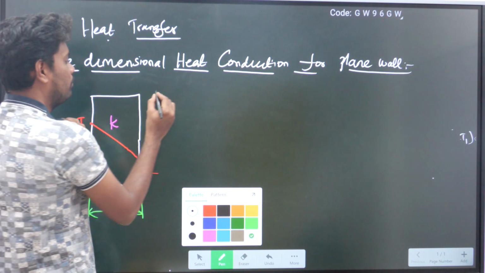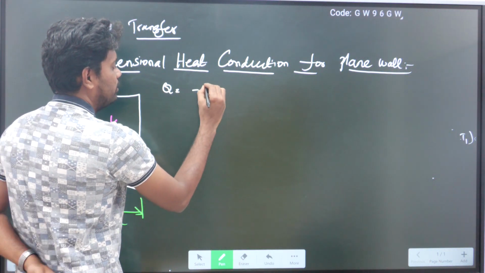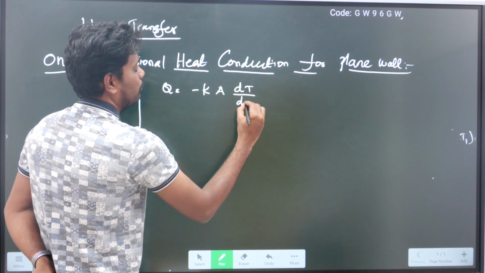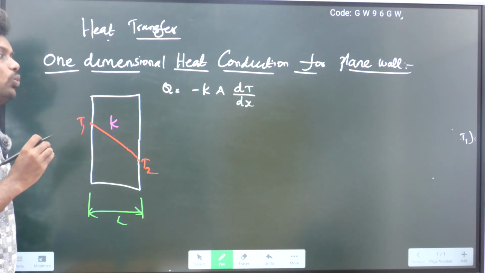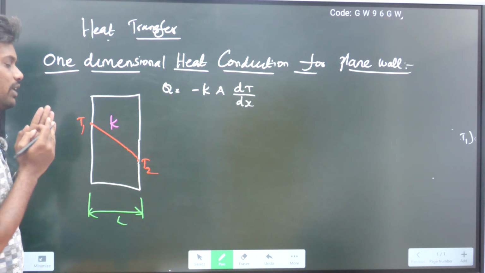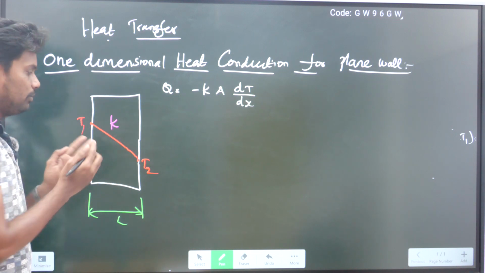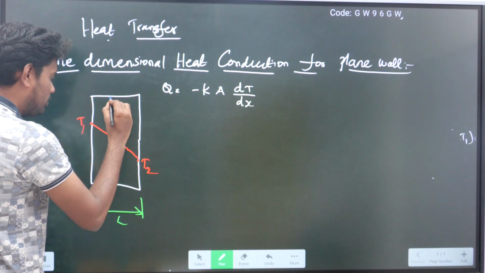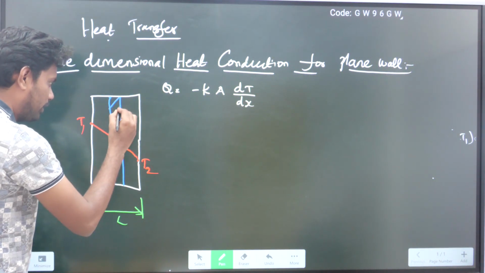As we know already, what is the Fourier law of heat conduction equation? Q equal to minus K A into dT by dx. So to find out the one dimensional heat conduction equation for the plane wall, instead of considering the whole plane wall, I am going to consider one small section in the plane wall. Suppose this is the small section.